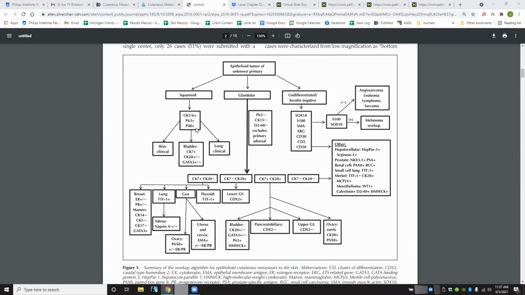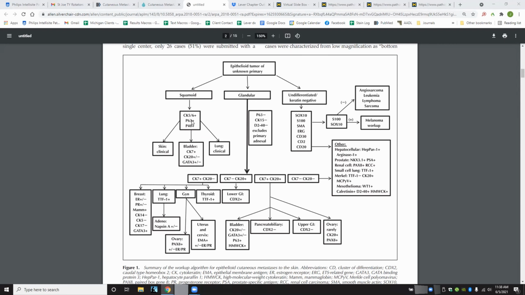from elsewhere. Say if you have a lesion on the breast and you're trying to determine, is this maybe a syringeal neoplasm or an apocrine neoplasm from the breast tissue, or is this a metastatic breast tumor? A P63 could help you differentiate that.